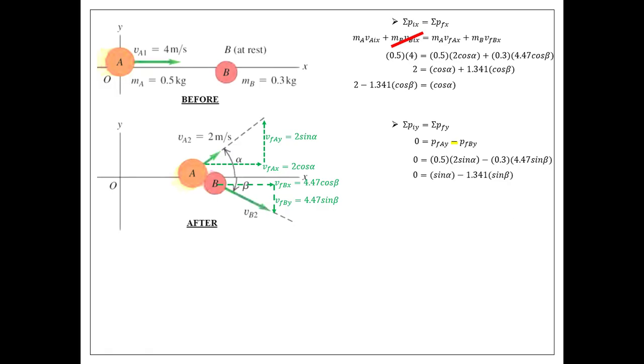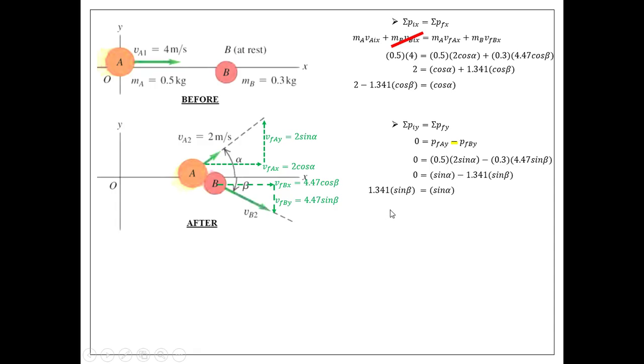So I'm just going to go ahead and clean this up. 0.5 times 2 is 1. So here I have sine of alpha by itself. And then this 0.3 times 4.47 is going to be, once again, 1.341. And here I'm just going to go ahead and isolate for sine of alpha by moving this negative 1.341 sine beta to the left side and it changes the sign. So it's negative here. When you move to the other side of the equal sign, it just changes sign.